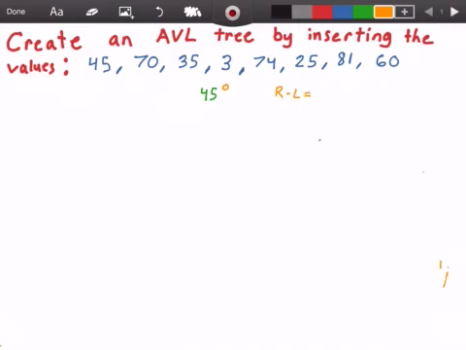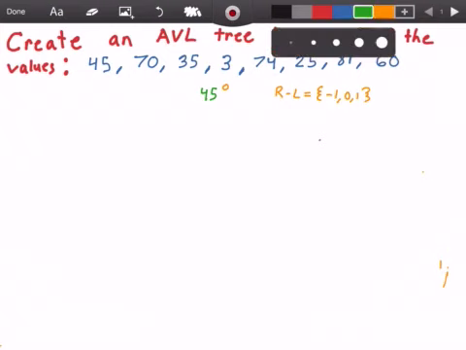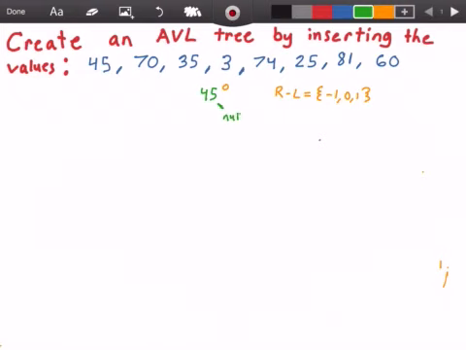And if that value is within the set -1, 0, or 1, or if it's equal to any of those three values, then the tree is balanced. And how you check that again is you check the right subtree minus the left subtree. Currently the right subtree of 45 is null, and the left subtree is also null. So our value is 0 because we get the right subtree, which is 0, minus the left subtree, which is 0.